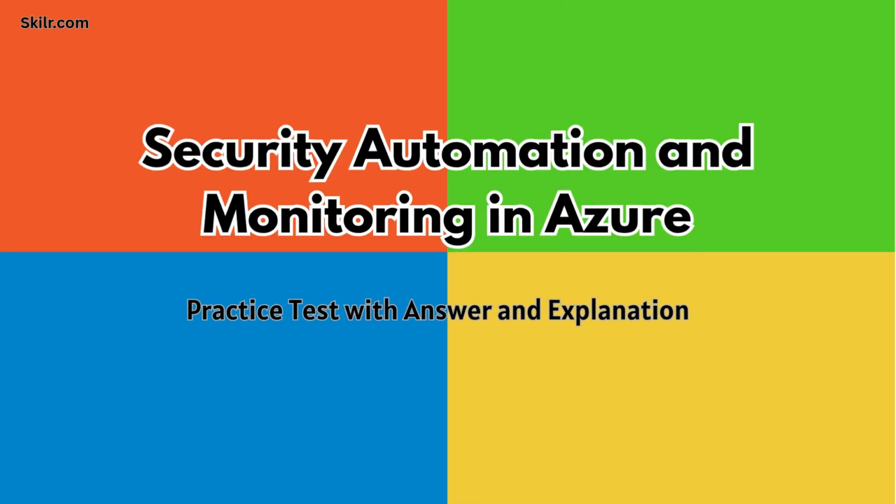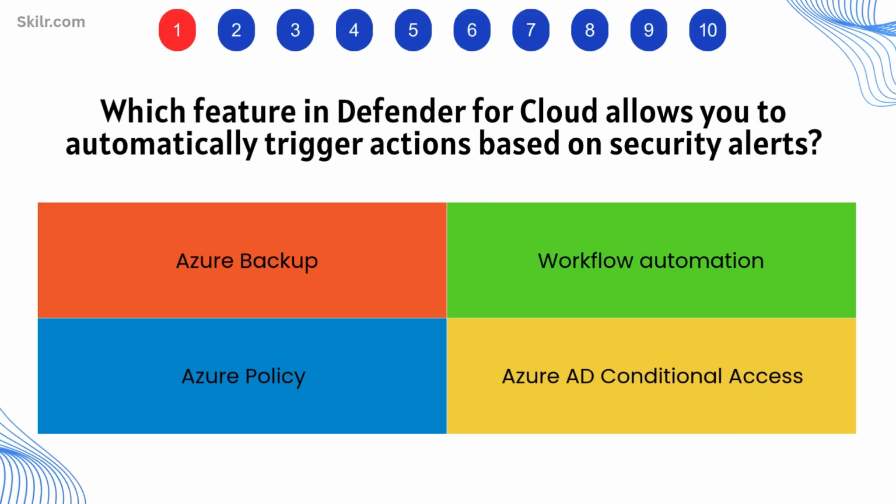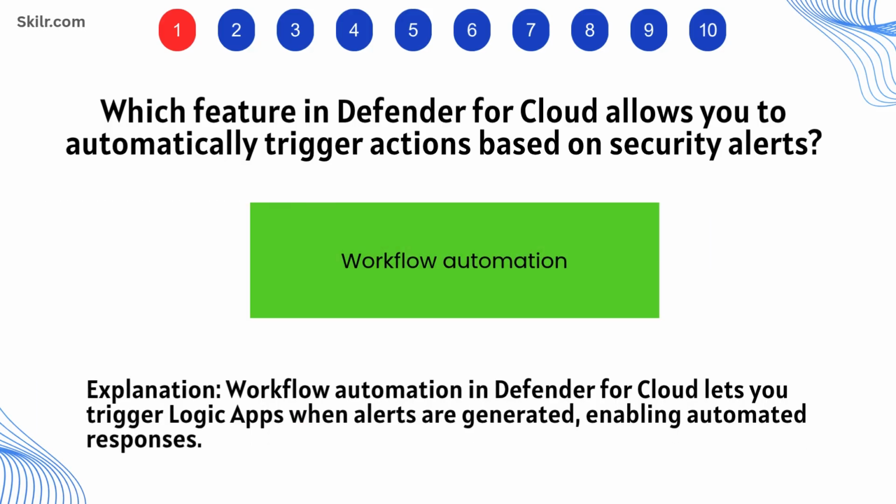Let's test your knowledge of security automation and monitoring in Azure. Question 1. Which feature in Defender for Cloud allows you to automatically trigger actions based on security alerts? The correct answer is Workflow Automation. As Workflow Automation in Defender for Cloud lets you trigger logic apps when alerts are generated, enabling automated responses.